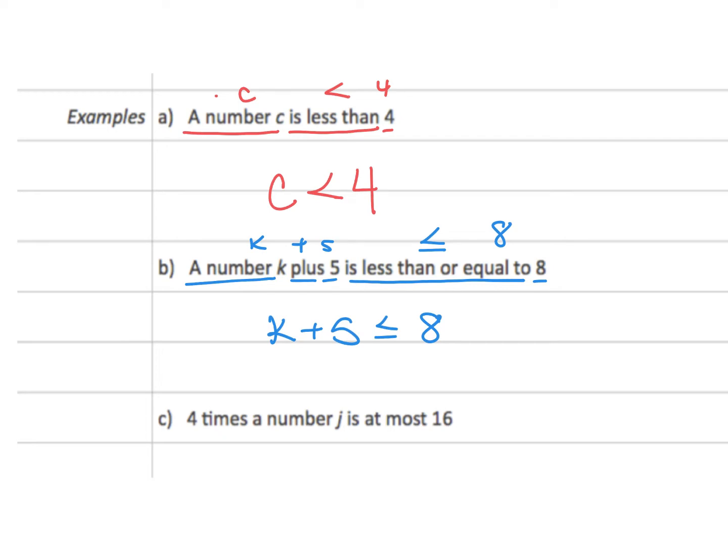You need to get used to saying these correctly. This is less than, this is greater than or less than or equal to. You've got to be able to say them properly. I don't want any elementary school examples or pictures or whatever. I want you saying them correctly. The last one, 4 times a number J, so I'm going to write 4J, is at most, so the most that it could be is 16. So that's less than or equal to 16.